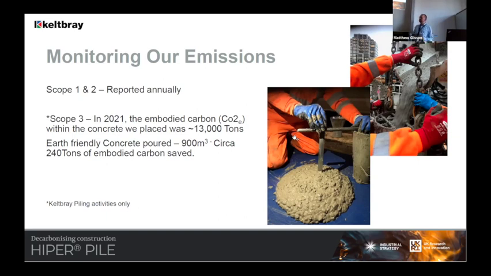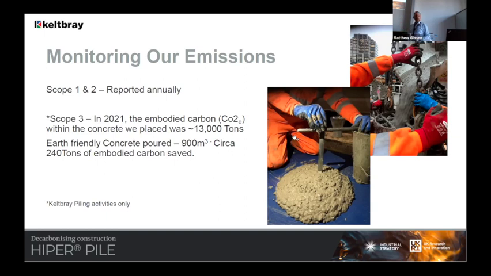In terms of the earth-friendly concrete that I'm here today to give you a little bit of an overview on, we placed 900 meter cube, and that's the first time, certainly in the UK, perhaps even in the world, that we utilised that earth-friendly concrete in permanent works foundation piles. And thereby doing that, we saved 240 tonnes of embodied carbon in the foundations.